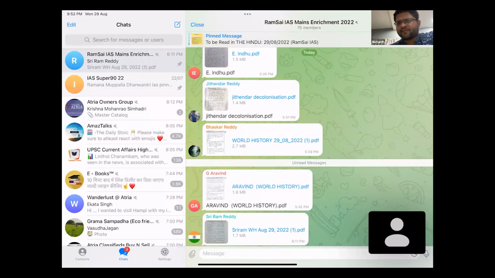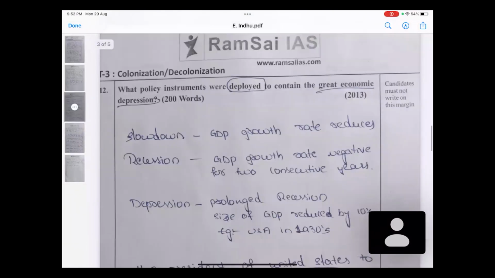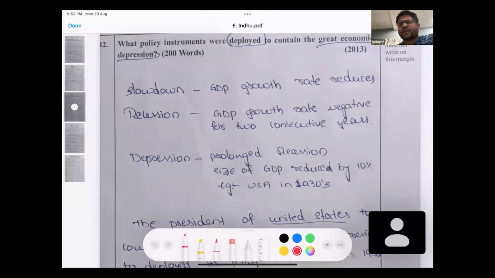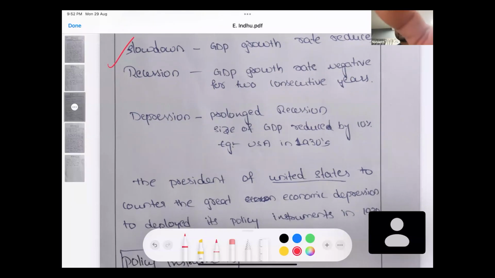Clear? Yes, sir. So even without knowing the exact New Deal and all, you can still make a lot of points. Yes or no? Do you agree? Sumant and others, do you agree? Even if you know the present-day economy, yes sir, you can still make some good points in this answer.